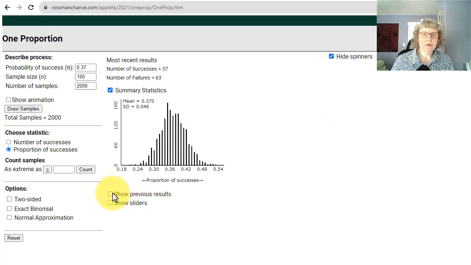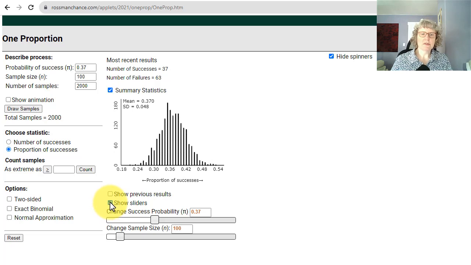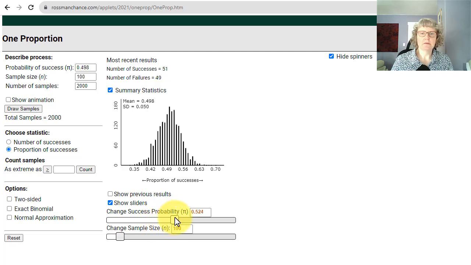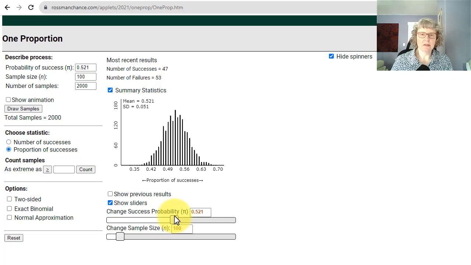Okay, so I had used the show previous results before, but what I want to do is show sliders. This brings up a slider for our population proportion, P, and our sample size. So I'm going to keep the 100 for now. But what we can do is see, well, what if it wasn't 0.37? What if it was more in the middle, like 0.5? Okay, in the middle, that looks even more symmetric, doesn't it?